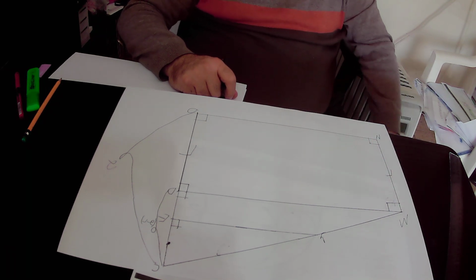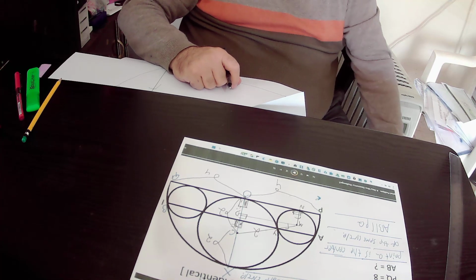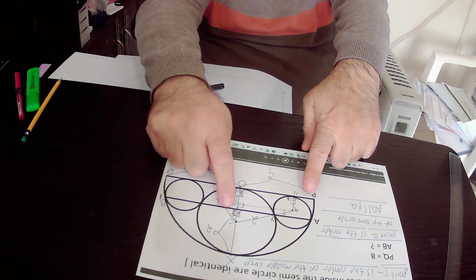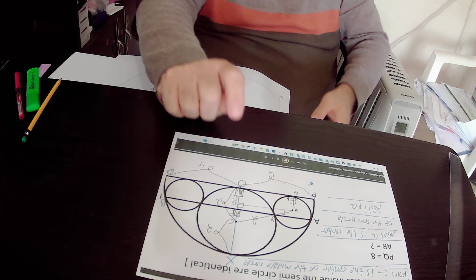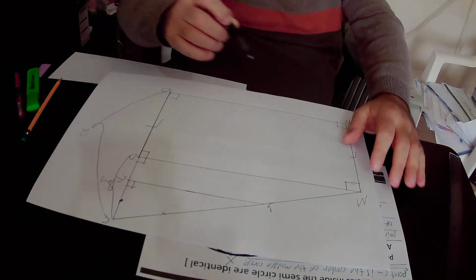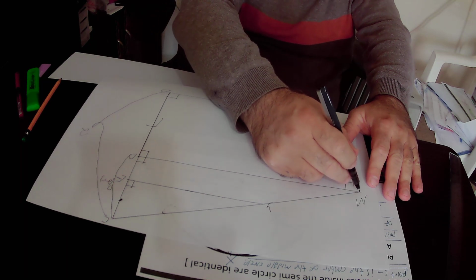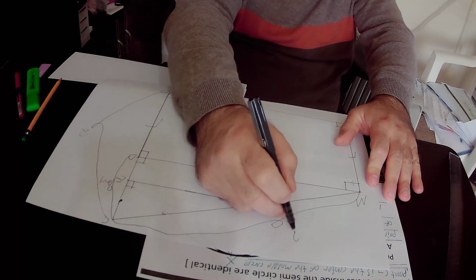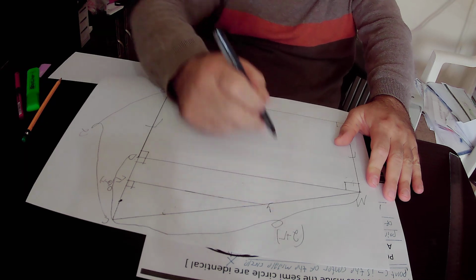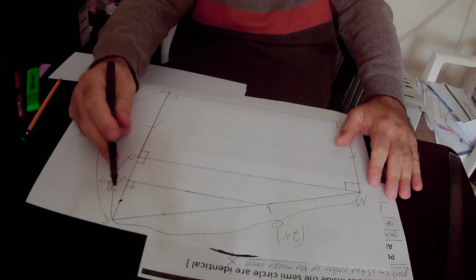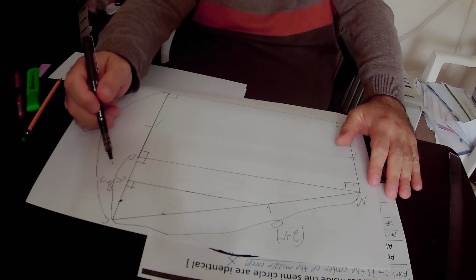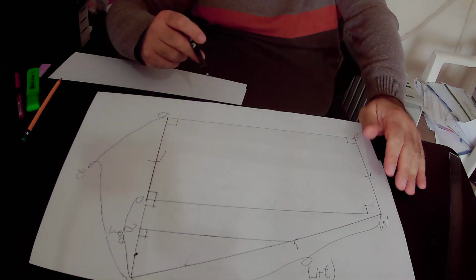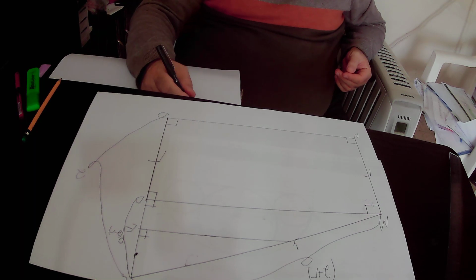And what is the value of MC? We have already found out that MC, the distance between the centers of the small circle and the middle circle, equals 2 plus R. MC equals 2 plus R and CD equals 2 minus R. So we will focus on the right triangle CMD.